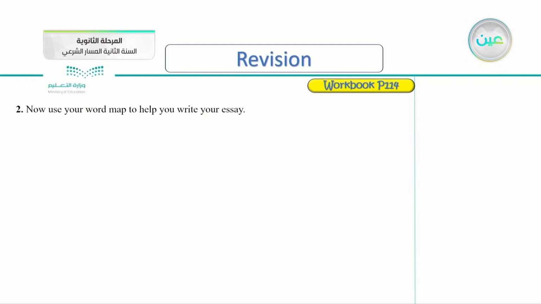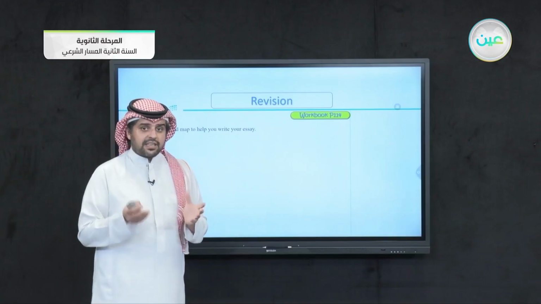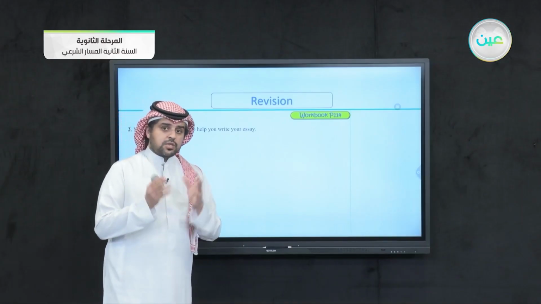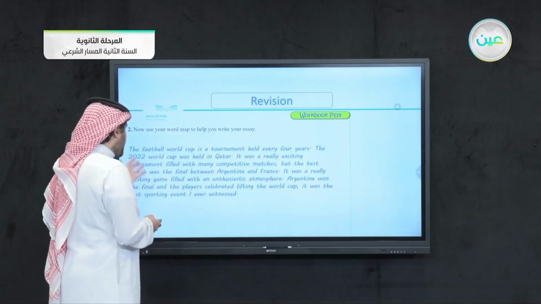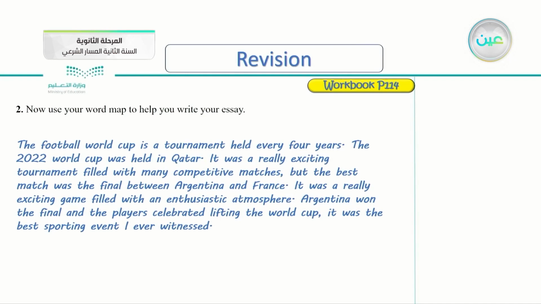So now use your word map to help you write your essay. When you finish your word map about the most exciting event you've ever witnessed, use the word map to write just a small essay here. For example, I've written: the Football World Cup is a tournament held every 4 years. The 2022 World Cup was held in Qatar. It was a really exciting tournament filled with many competitive matches, but the best match was the final between Argentina and France. It was a really exciting game filled with an enthusiastic atmosphere.